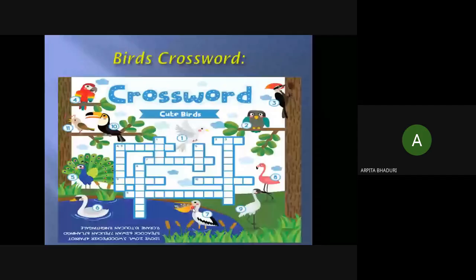Seven is what you can see in our country, India, but it has a very big beak, and it eats many fishes. This is pelican. Whenever you see a bird like this, it is pelican. Number eight is different. Just now you have said flamingo. P-E-L-I-C-A-N. See, at the bottom it is given, number seven, pelican.